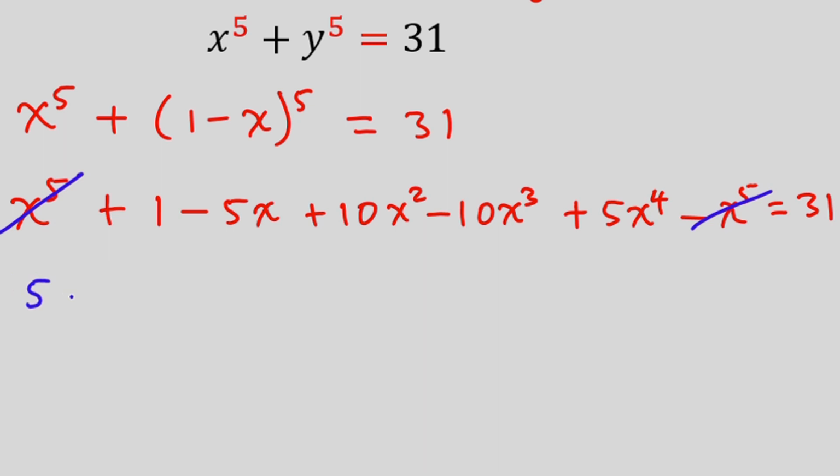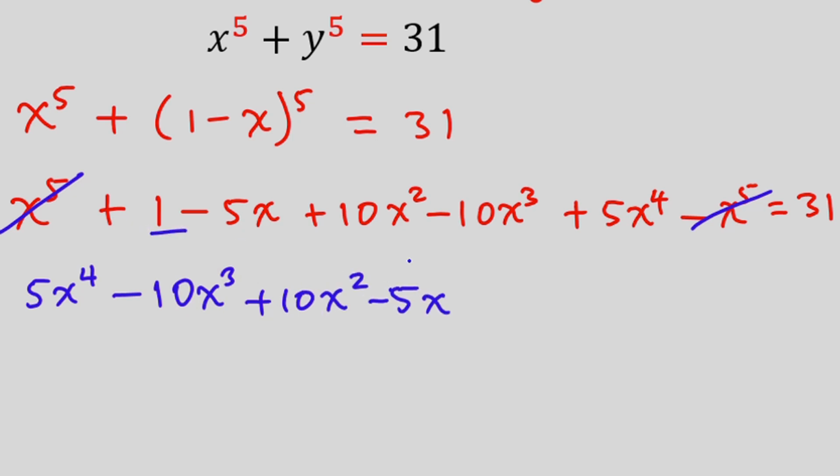I'm going to write those with the highest powers first. So we have 5x to the fourth power followed by minus 10x to the third power plus 10x to the second power minus 5x plus 1 over here. Then we are going to move this 31 to the left and equate everything to 0. But because we have plus 1 here, it will reduce this one by 1. So we're going to have negative 30 right here, and this is equal to 0.